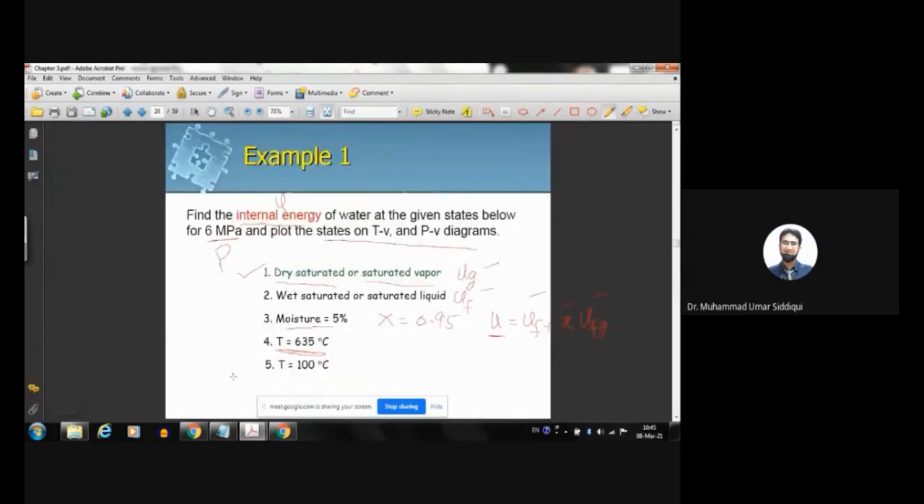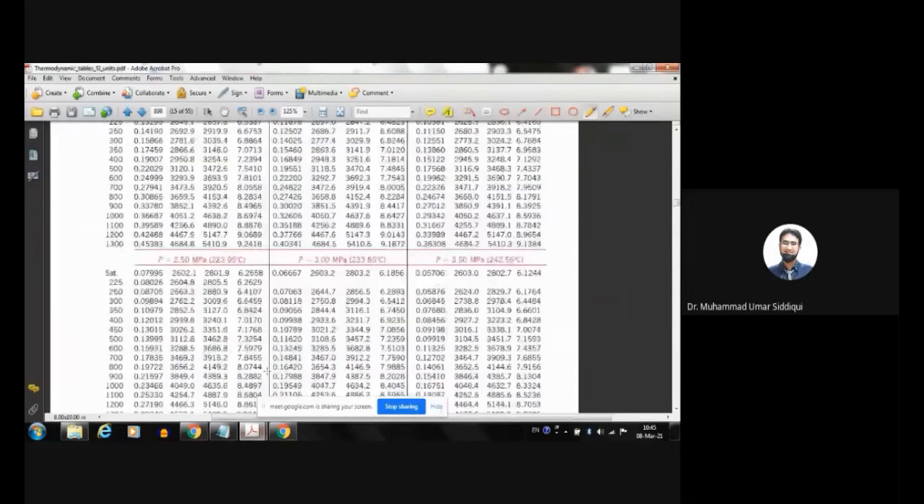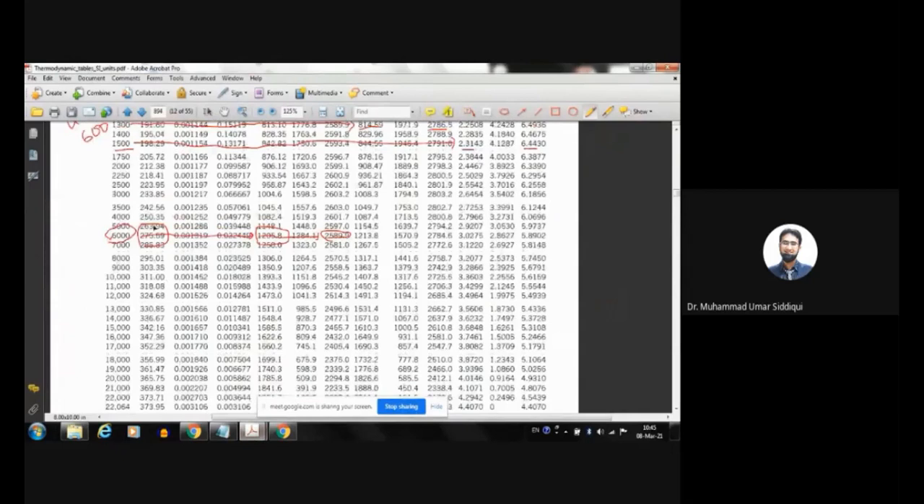So the last point is when the temperature is 100 degrees centigrade. So it's 6 megapascal, 100 degrees centigrade. Again we have to first move towards the saturation table. At 6 megapascal, the temperature is how much? 275.59. Our temperature is 100. So what do you think, comparing temperature with temperature? Compressed liquid. It is not saturated.